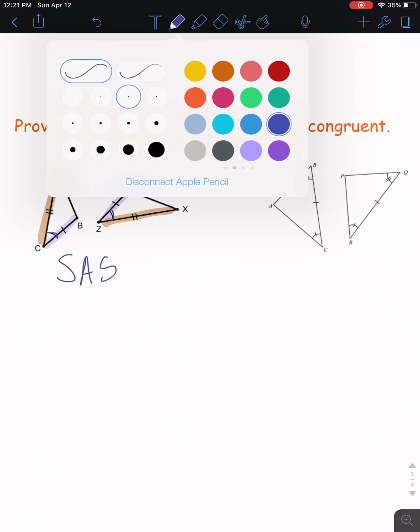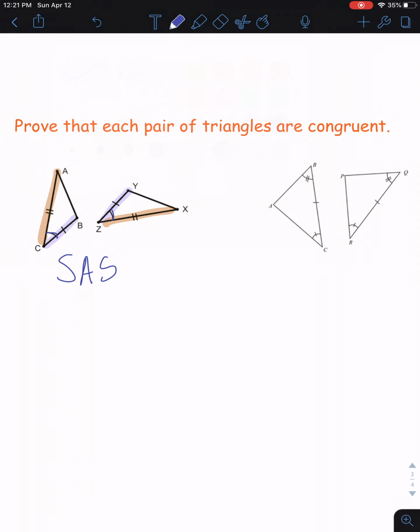So when I specifically have triangles, I can use shortcuts to prove that they are congruent. Another shortcut I can use is angle, side, angle. So I have an angle and another angle.